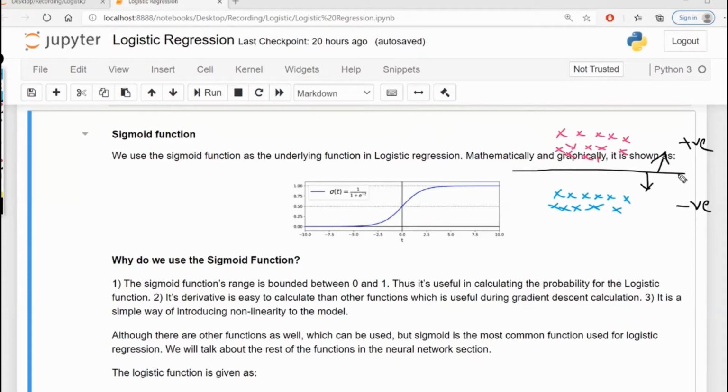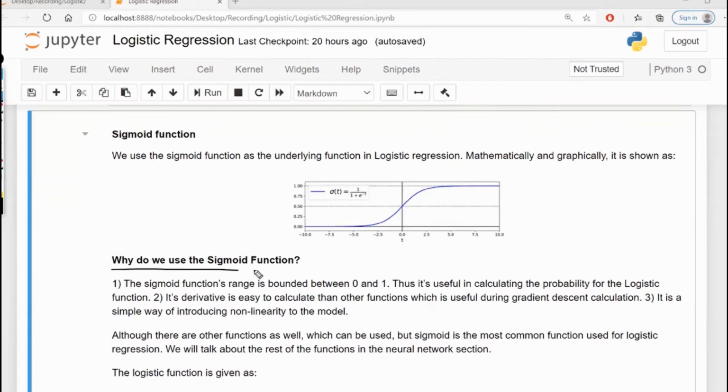So who is going to find this line? That's where we use the sigmoid function, and the sigmoid function graph looks something like this, similar to an S. This is basically our sigmoid function. Now let's understand with some formula how it is going to behave.